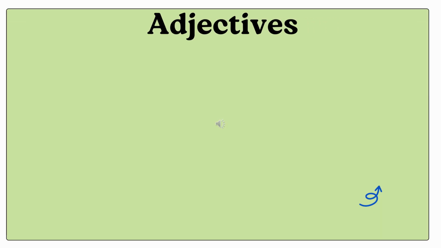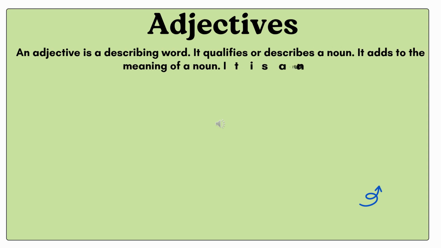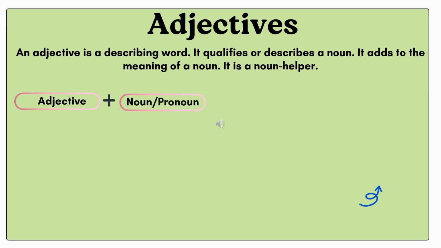Let's begin with the basics. So, what is an adjective? It's a describing word. Its main job is to qualify or describe a noun, adding to its meaning. Think of it as a noun helper. Now, let's look at the two main positions where we use adjectives. First, you have the attributive structure. Here, the adjective is placed directly beside the noun it describes, like this: adjective plus noun or pronoun.